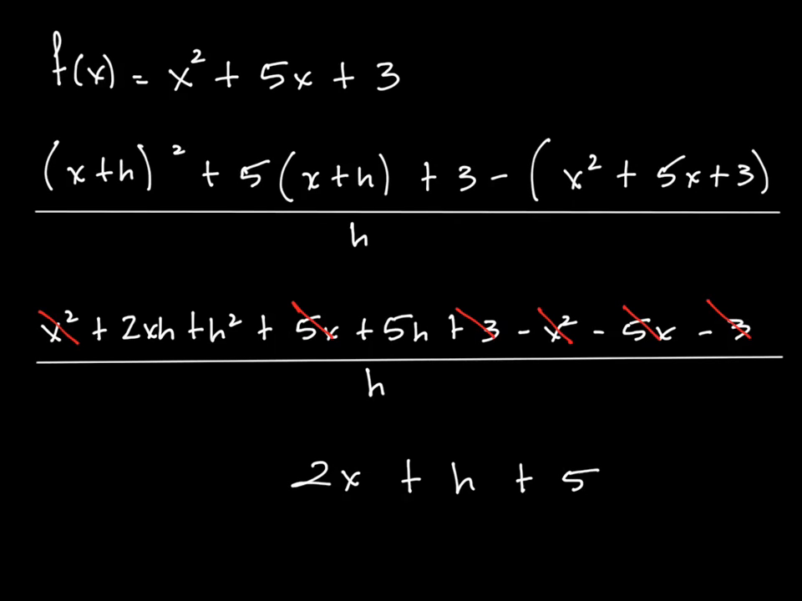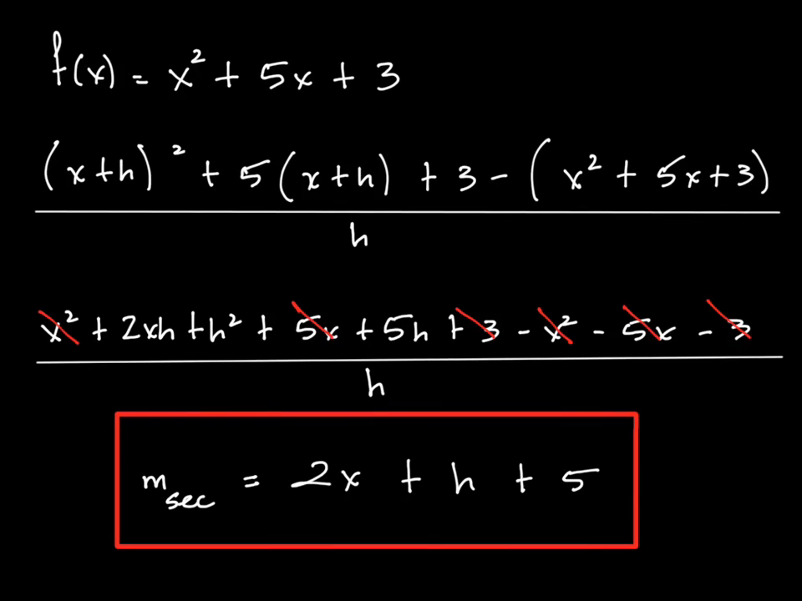So that equation will give me the slope of a secant line given any x value, and h is going to be some arbitrary distance to the right of x. So my slope of my secant line here is going to be 2x plus h plus 5.